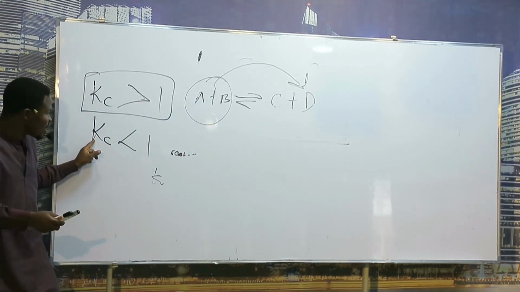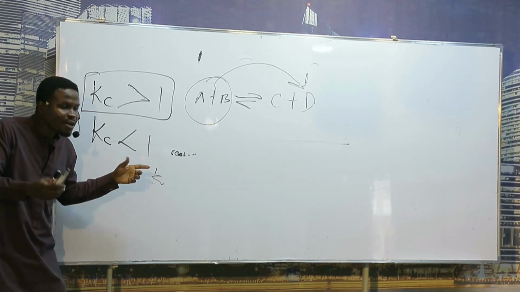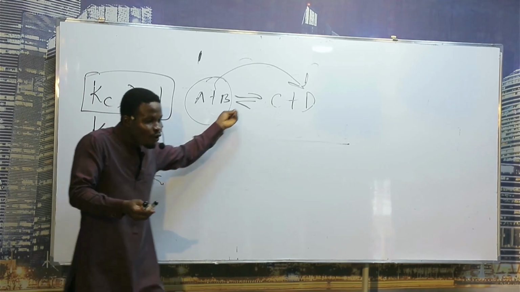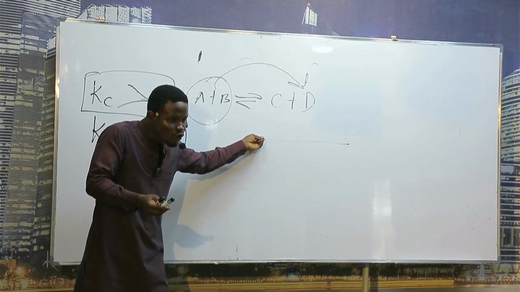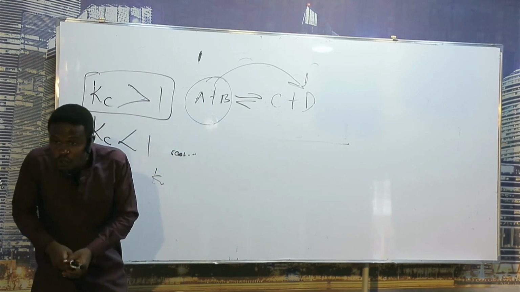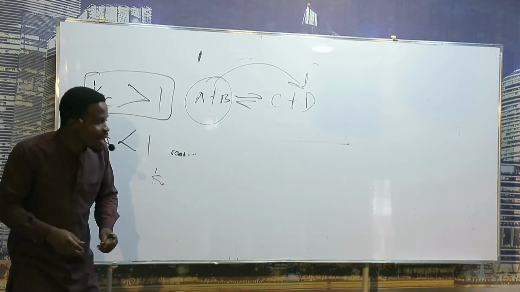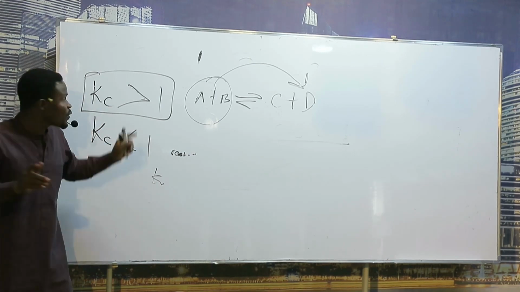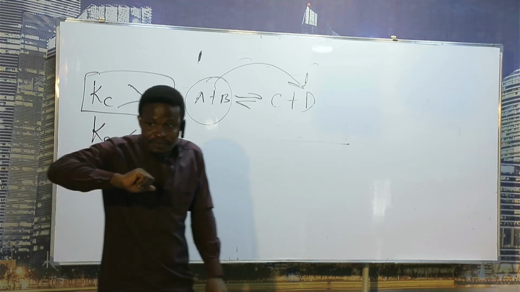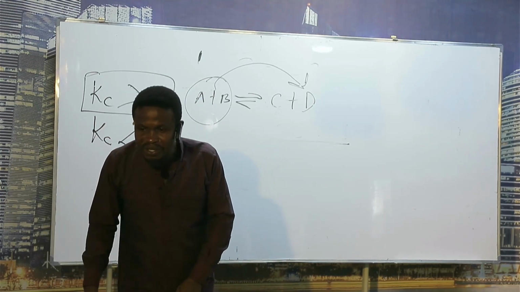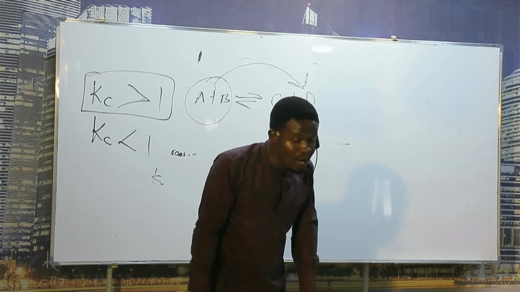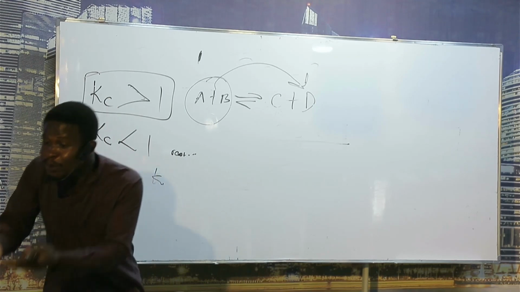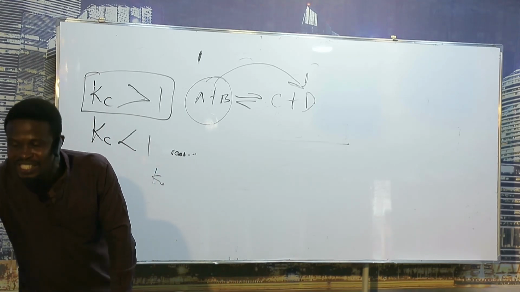Now, if your Kc value is less than 1, it simply means that a small amount of the reactant was converted into product before equilibrium was achieved. If your Kc value is 1, it is said to be unity. If your Kc value is greater than 1, what happens? More of the reactants have been converted into product before equilibrium is achieved.